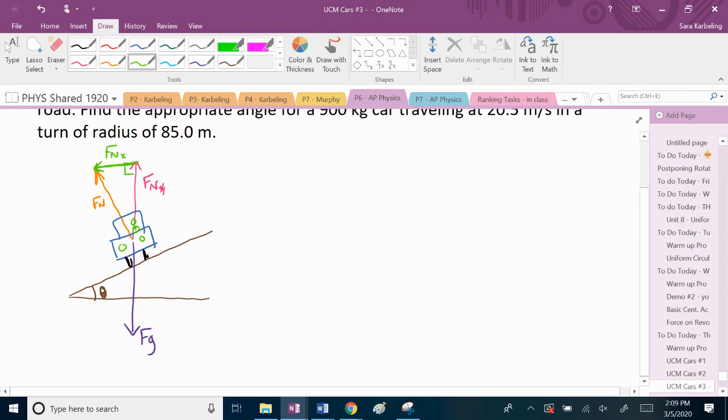Fnx is the thing that's pulling it into the center. That is the force that's causing the centripetal acceleration. Fny and Fg should be equal in magnitude and opposite in direction so that the car doesn't fly into or off of the road. Okay? So when you write your F net equations, you're going to have one in the x and one in the y. All right?